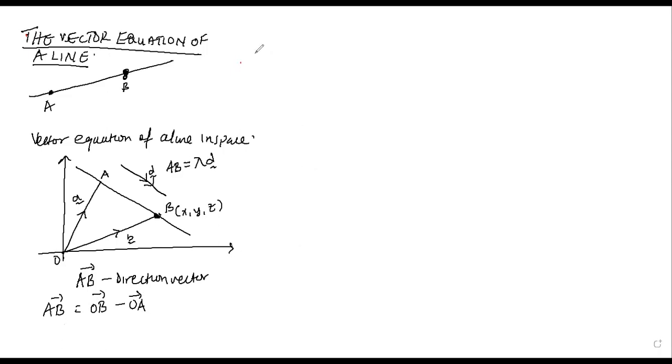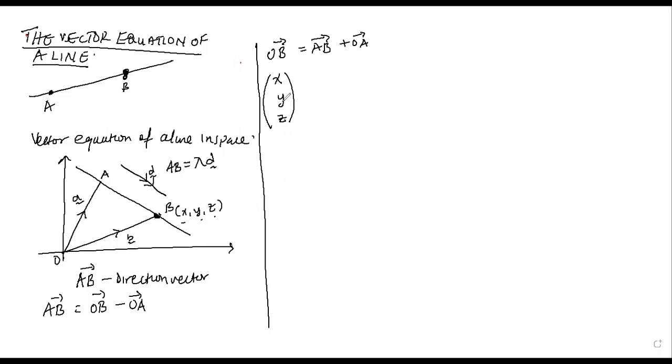Then we can see that OB is equal to AB plus OA. But OB is defined by X, Y, Z, which is unknown. So this is X, Y, Z. Let me call this OB actually R, an arbitrary point. Then AB we have seen is equal to lambda times D. Then OA is already known.